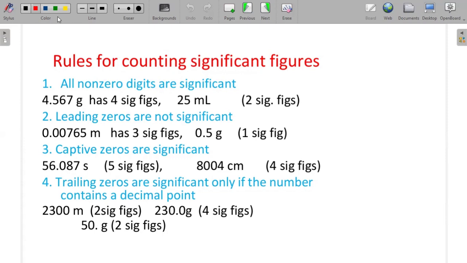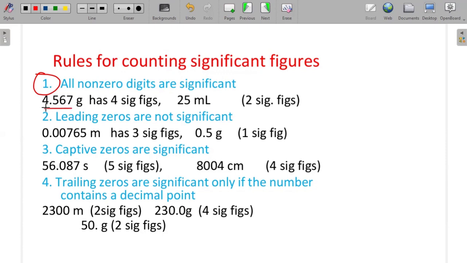We have about 5 rules that we use to tell if a number is significant or not. The first rule says all non-zero digits are significant. What does that mean? It means that any number, as long as it's not zero, we're going to consider as significant. You can see here in this example, we have 4.567.